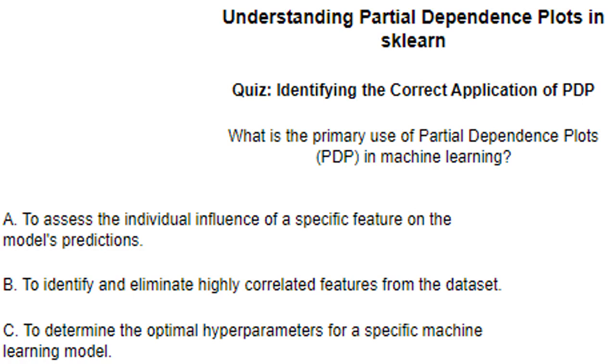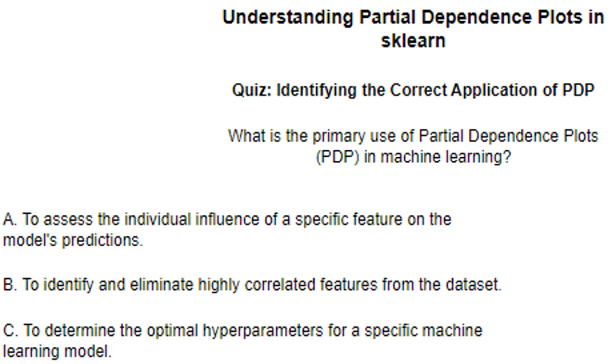What is the primary use of partial dependence plots (PDP) in machine learning? To assess the individual influence of a specific feature on the model's predictions. To identify and eliminate highly correlated features from the dataset. To determine the optimal hyperparameters for a specific machine learning model. To understand the overall performance of the model across various data points.